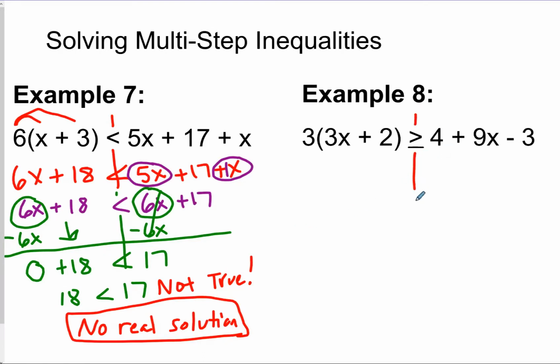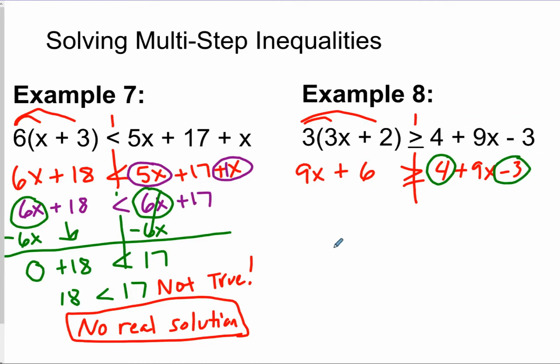First thing we want to ask ourselves, are there parentheses on the left side? Yes, so we're going to distribute. Second question, are there like terms on the left side? No. Are there parentheses on the right side? No. Are there like terms on the left side? Yes. We have our constants of 4 and -3. Combining those together, 4 minus 3 is +1, and we're going to drop everything else down.